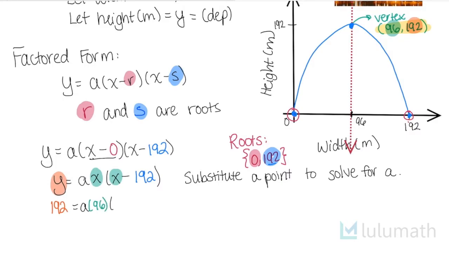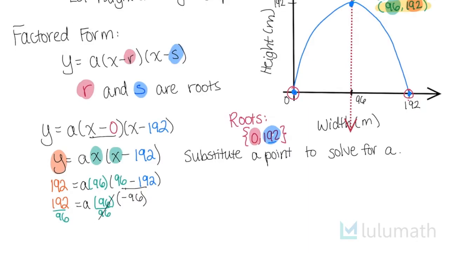So I will do 96 minus 192. Well, we know that 96 minus 192 is negative 96. And then I will copy the rest of the equation down. So 192 equals a times 96 times negative 96. Now, to make my life a little bit easier, I'm going to divide everything through by 96. And this 96 cancels out, and 192 divided by 96 is simply 2. So 2 equals, and then I have a times negative 96 left over. So I get 2 equals negative 96a.